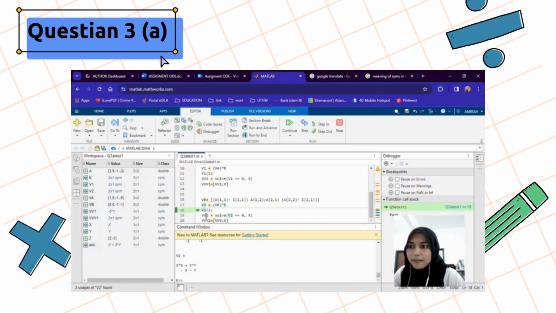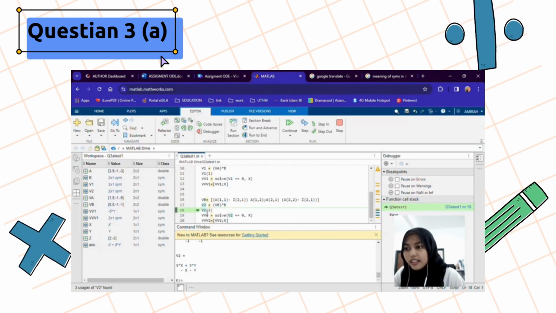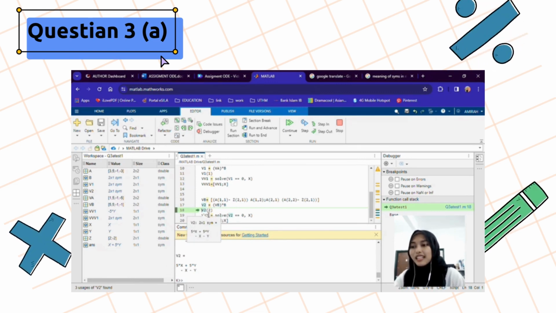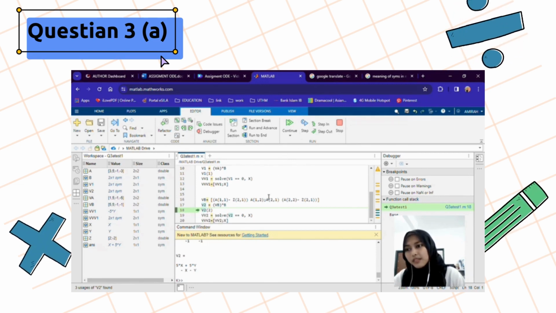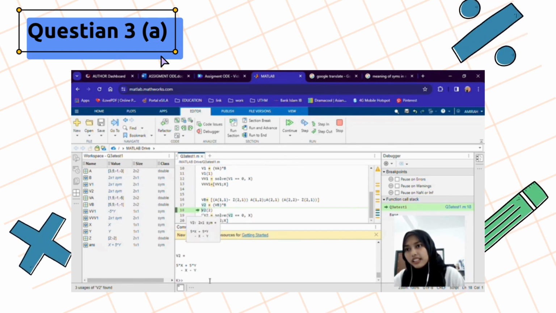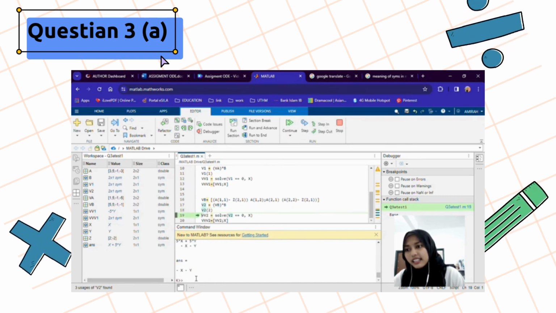Okay, next we move on to the next step, to select either one of these. So for this matrix, I'm going to select the second one. So I write 2 here. So it will select the second one here, just like this.